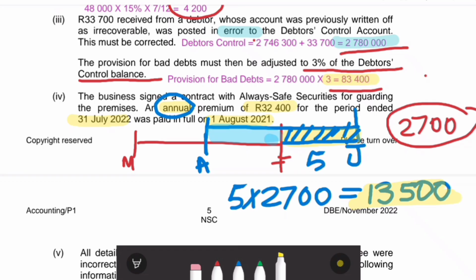13,500 does not fall in our financial year. We need to take it out. This is prepaid expenses. We have paid for services that we have not yet consumed. And this is an asset. It goes under trade and other receivables on the balance sheet. But on our income statement, we only want to reflect what falls in our financial year. Anything that falls out, we chuck it out.